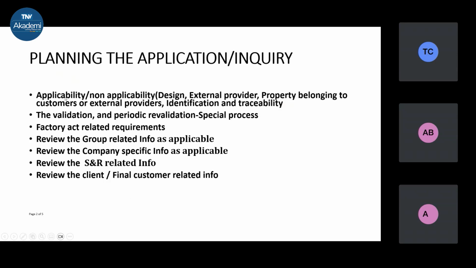So applicability, what is applicable to the client, is understood. But now comes the question of non-applicability. A client may not be doing many things. For example, he may not be a design company. He may not have external providers. He may not have property belonging to customers or external providers. Identification and traceability may not be applicable to his operation, his manufacturing, or his service application.